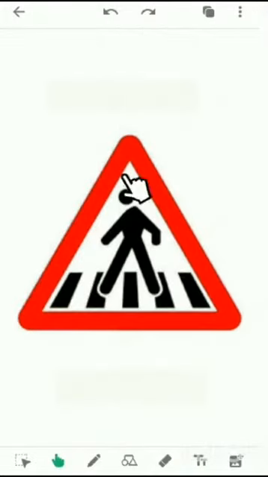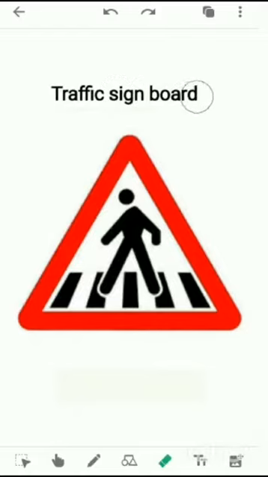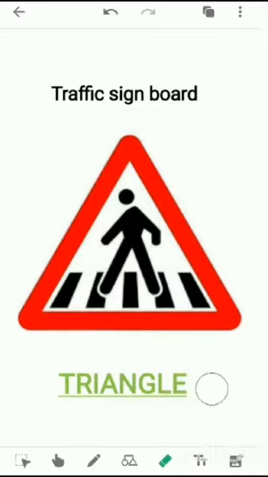Here you can see a picture, a red color picture. What is the name of this picture? Yes, this is the picture of a traffic sign board. Then what is the shape of this picture? Yes, this is a triangle.